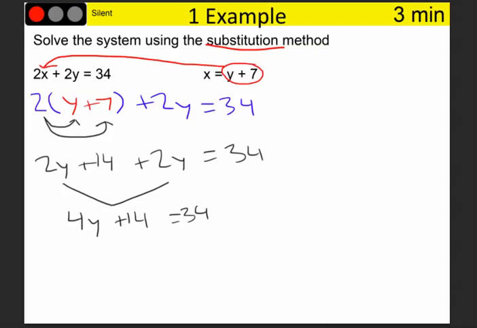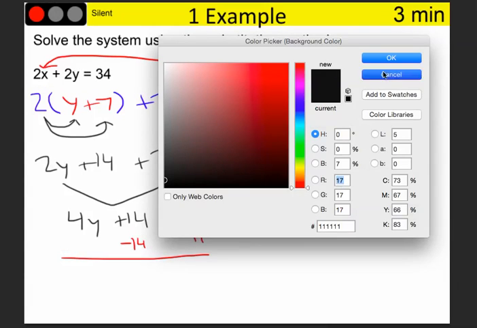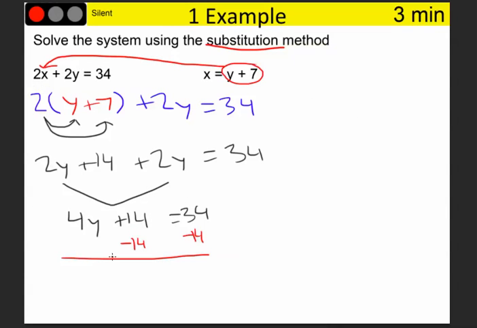I can solve this two-step equation by subtracting 14 from both sides, leaving me with 4y equals 20, and then divide both sides by 4, and I get y equals 5. So we're halfway there, but we still need to figure out what x equals.